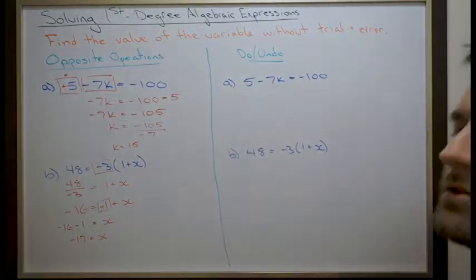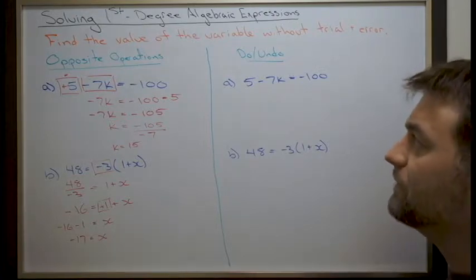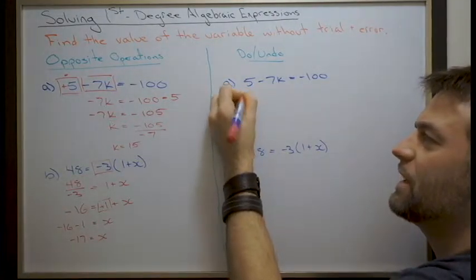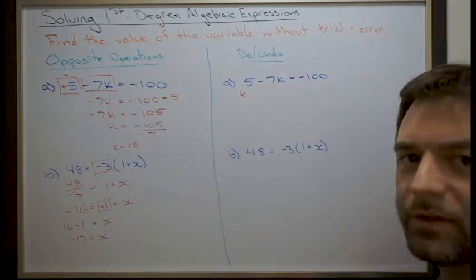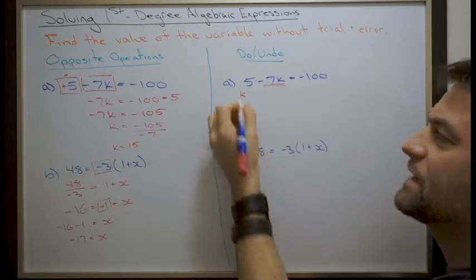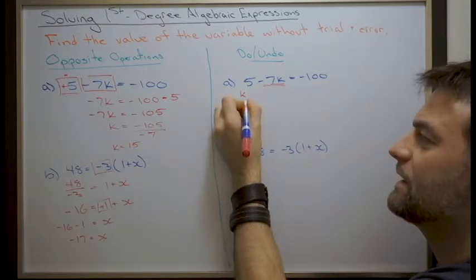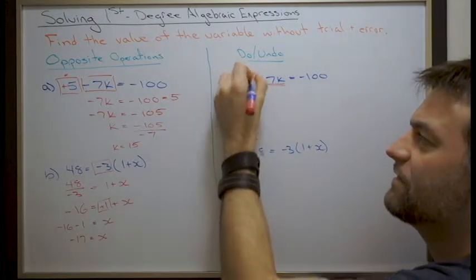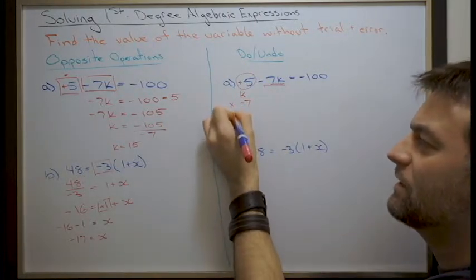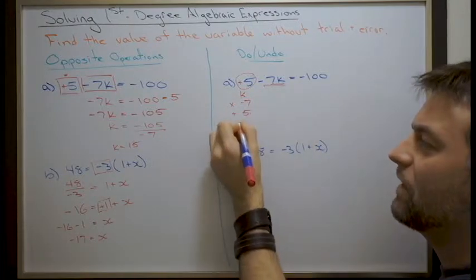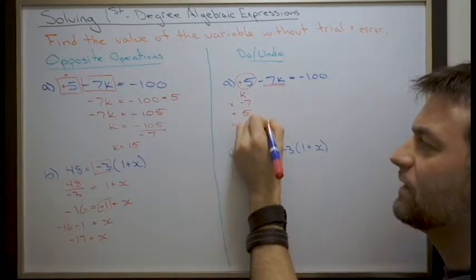Now if we take a look at this in the do-undo method, again, we always start with our variable. So we're going to start with our k. And what are we doing to the k first? Well, right away we have times negative 7. So we're going to multiply that k by negative 7. And then we have this positive 5 at the end that needs to get added on. So plus 5. And that is going to get us our negative 100.